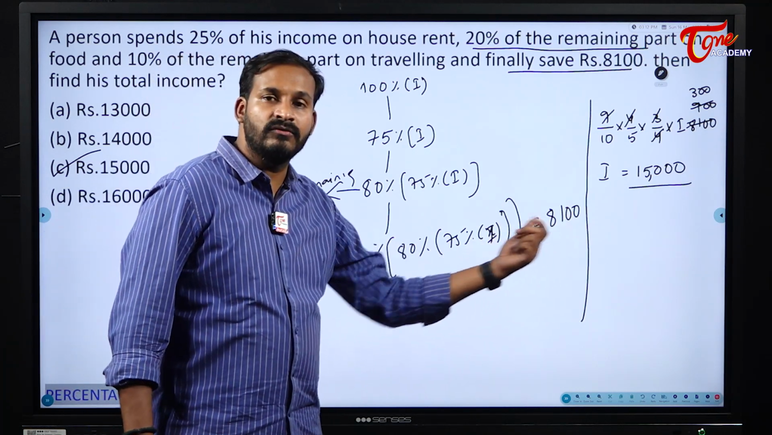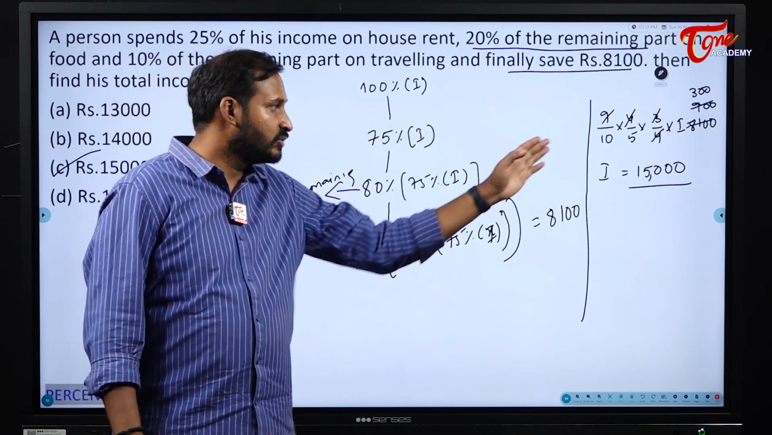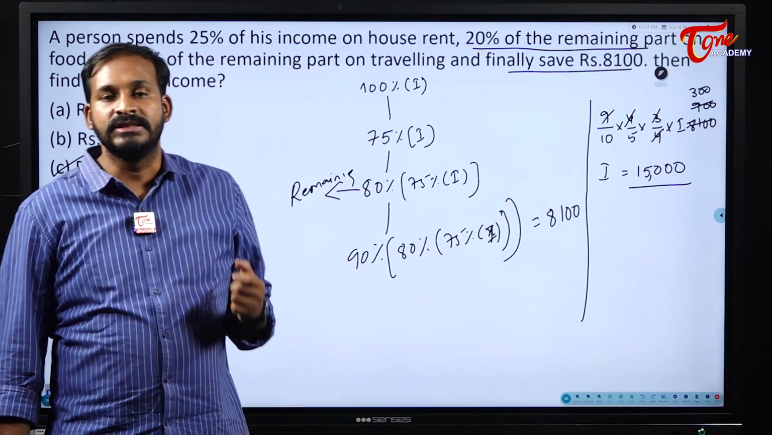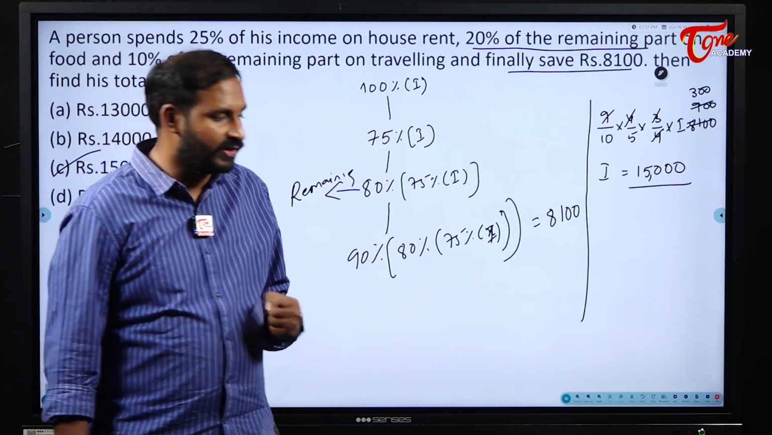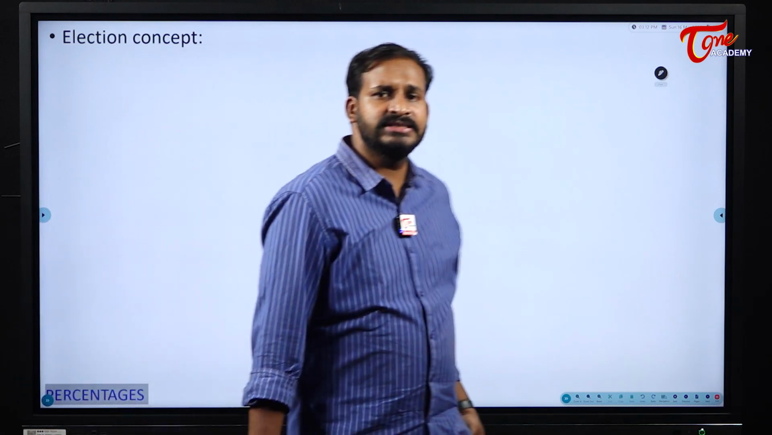That value is equal to what? 8100, which was given in the question itself. So after solving that, what I got here, his income is 15,000. Next. Now see here, what is happening with this election concept?